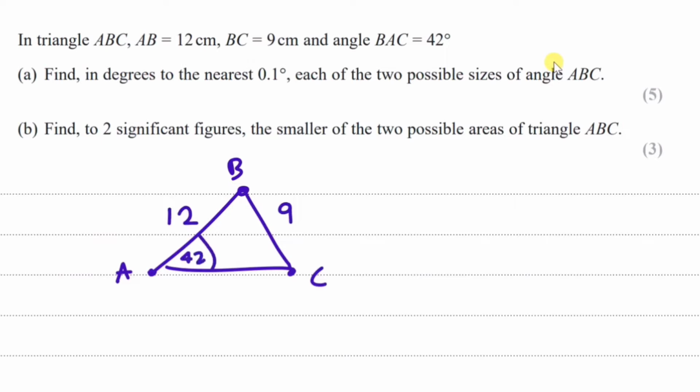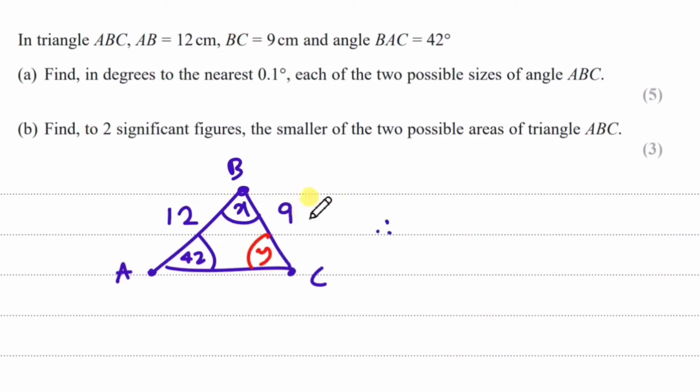Part A: find in degrees to the nearest 0.1 degrees each of the two possible sizes of angle ABC. So we're talking about angle ABC, about here. An easy way to find the value x, guys, is to firstly work out the value of the angle next to C, yeah? So let's just call this angle here y for the sake of it.